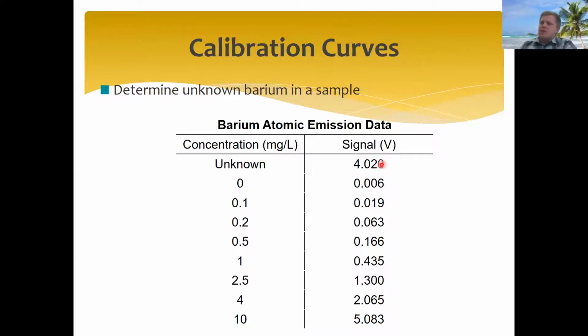Whenever possible, you want to encapsulate the signal of your unknown within your calibration curve. Now, that's not always possible, but when it is possible, you definitely want to make sure to do it. Okay, now we have all these data. How do we use this data to figure out the concentration of our unknown?